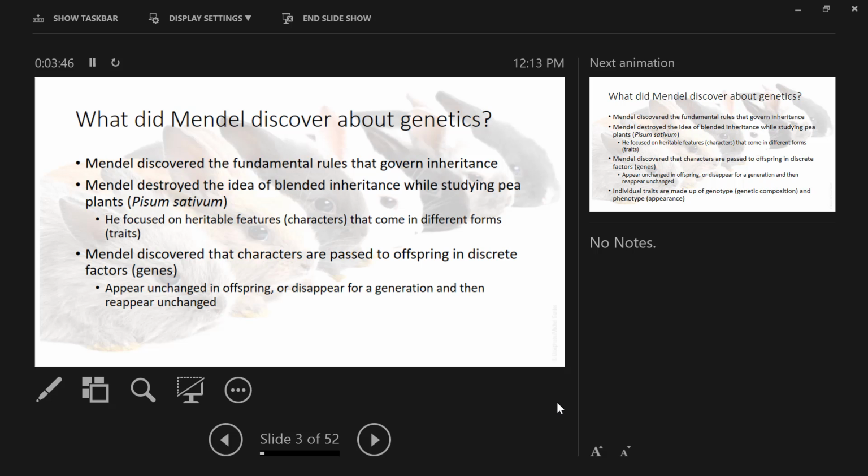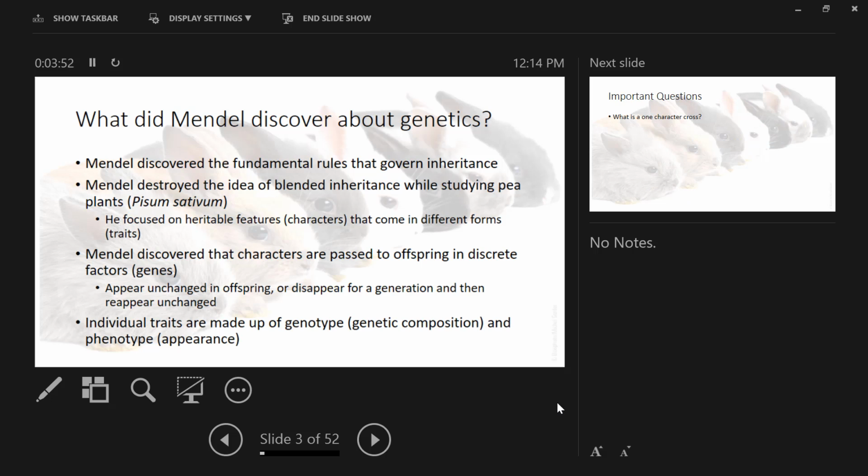So the character is like, again, flower color, seed shape, plant height. A trait is the particular flavor of that character, right? And so if it's flower color, it's pink or white, or purple or white, whatever the particular colors are. Or if it's plant height, it's short or tall, or it's wrinkled or smooth, or it's yellow seeds or green seeds. Okay, those are the traits.